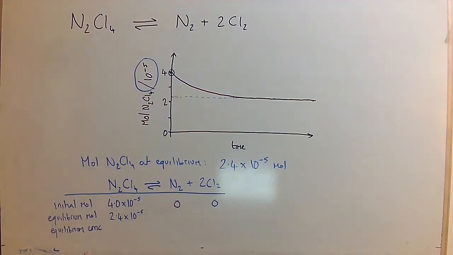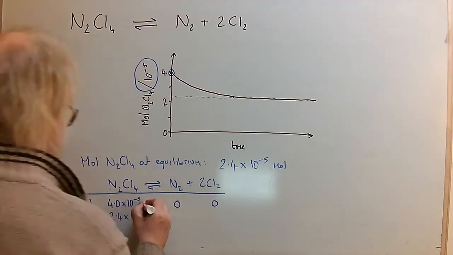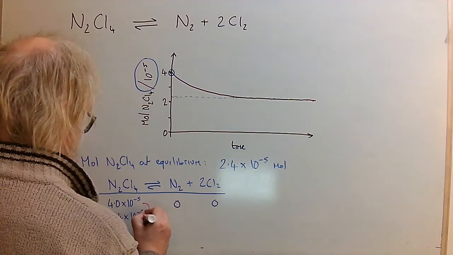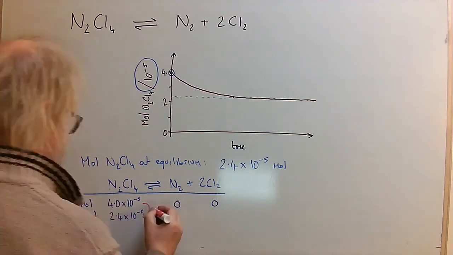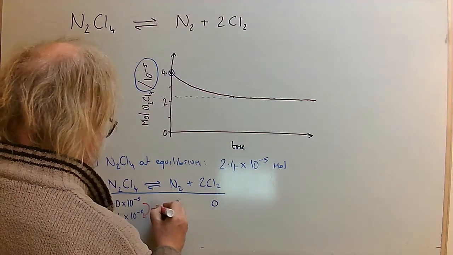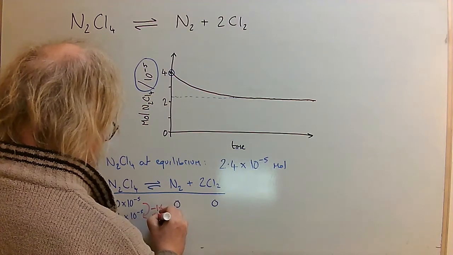And then remember, the key is that you look at the changes. So you say, right, this decreased. And how much did it decrease? Minus 1.6 times 10 to the minus 5.